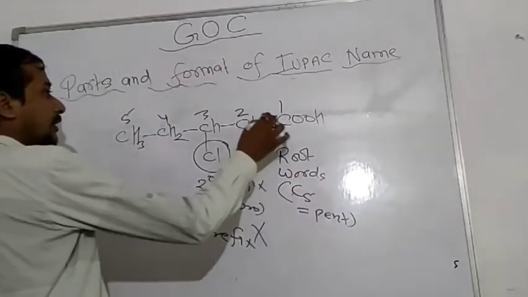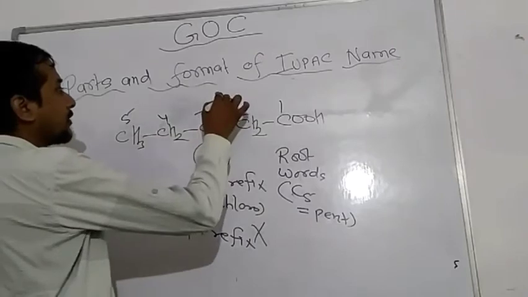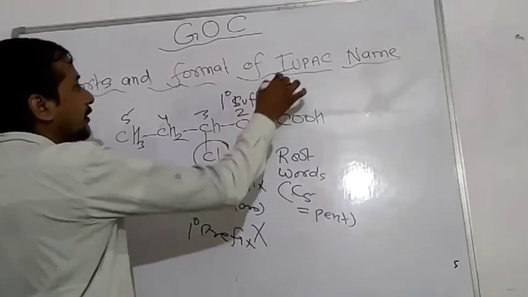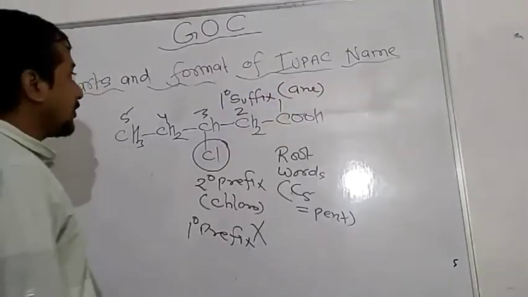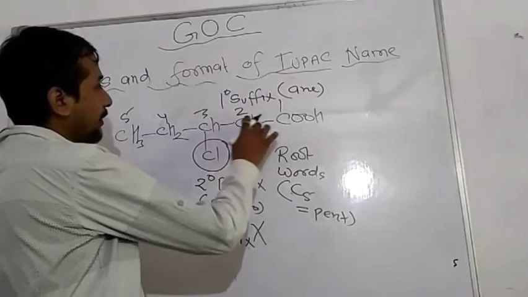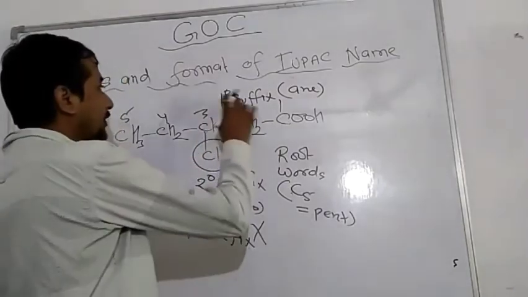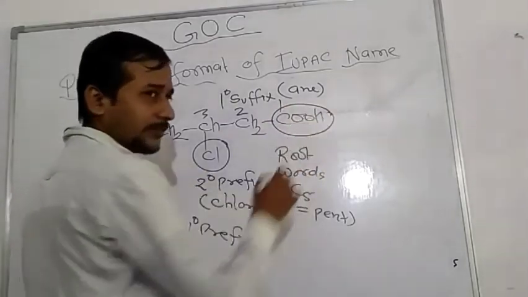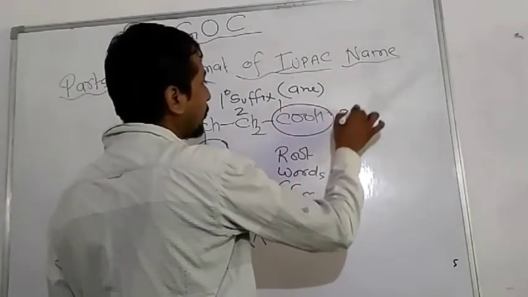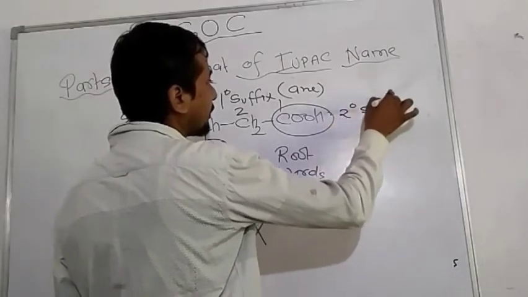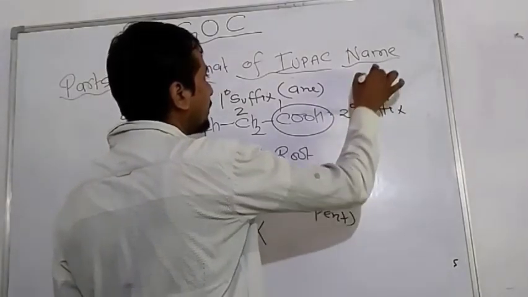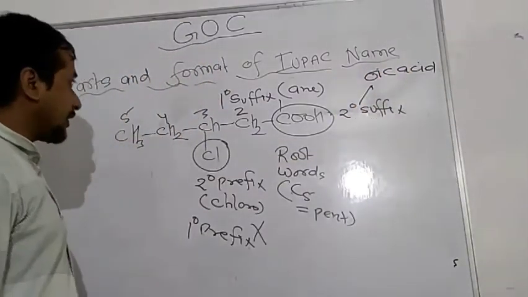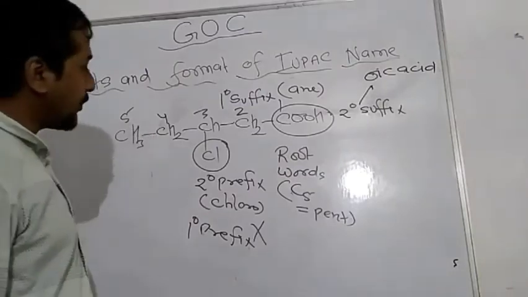Now again carbon carbon contains single bonds, so that's why the 1 degree suffix is "ane". Now COOH is the principal functional group, that's why this denotes the 2 degree suffix, and the name of this 2 degree suffix is "oic acid". So these are basically the parts and format of nomenclature of IUPAC.